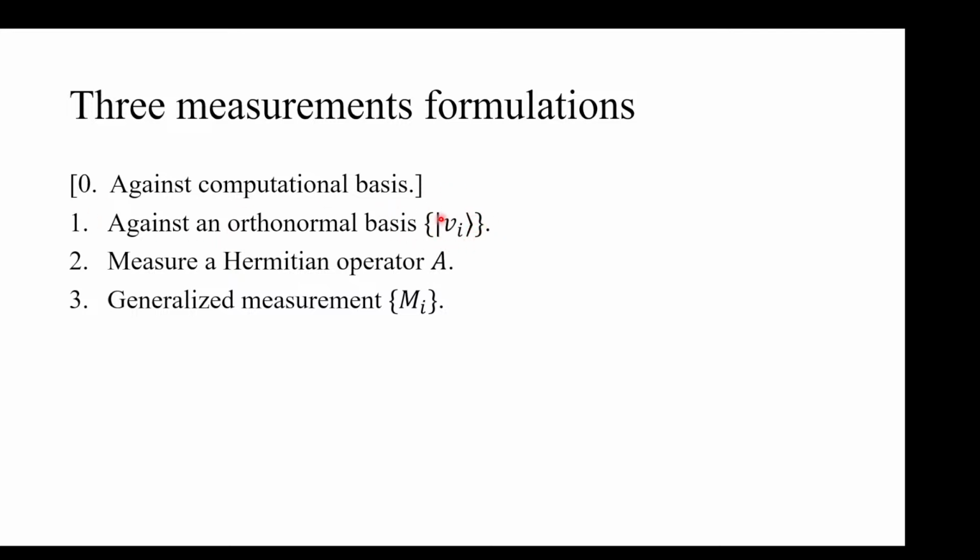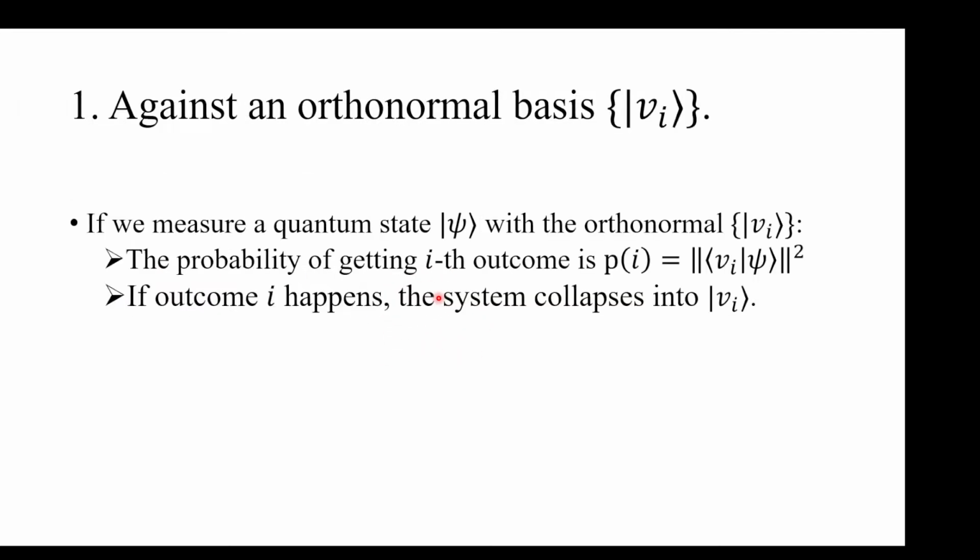Some orthonormal basis, where we have the basis vectors vi here, or you can measure some Hermitian operator A, or you can have a generalized measurement described by matrices Mi. Measurement against an orthonormal basis is simple. If you measure some state with some orthonormal basis, then you have a probability to get some outcome I associated with this index I. The probability of getting the ith outcome is just the amplitude of your vector on the ith coordinate in this basis.